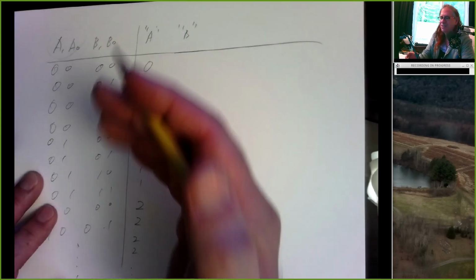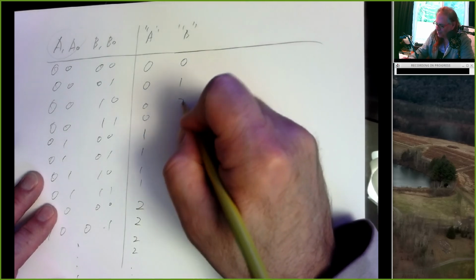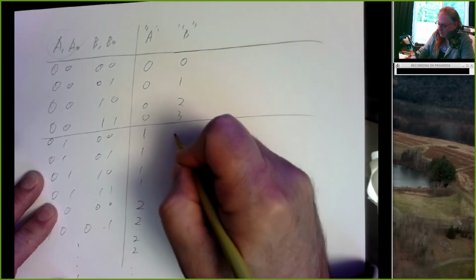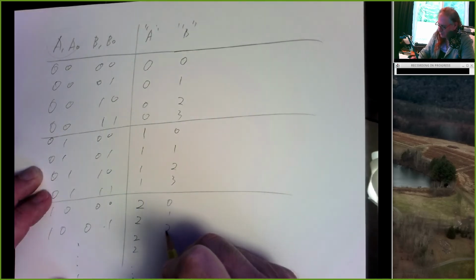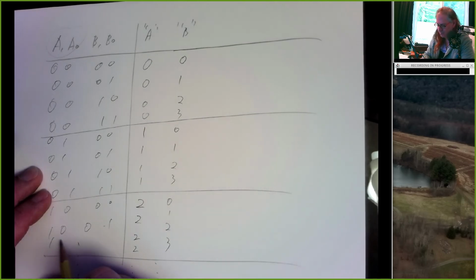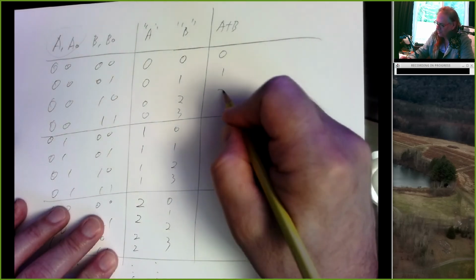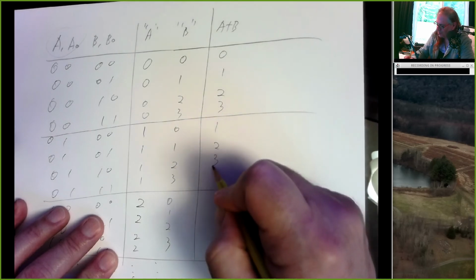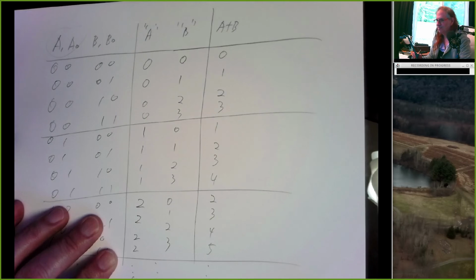My B input, B is 2 bits. This represents the value 0, 1, 2, 3. 0, 1, 2, 3. 0, 1, 2, 3. And so on. And so I can write down what my sum should be. A plus B should be 0, 1, 2, 3, 1, 2, 3, 4, 2, 3, 4, 5, and so on.